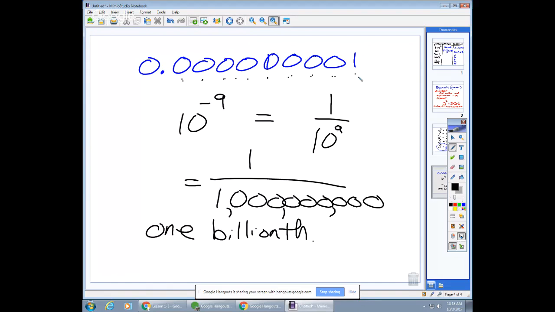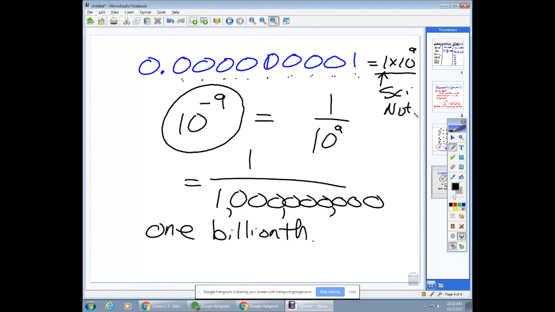If I was going to put this number in scientific notation, I would call it 1 times 10 to the negative 9th. Because usually we want a number to multiply by the power of 10. Multiplying by 1 is kind of boring, so we could write it with less ink that way. But this right here is scientific notation. Okay, so negative exponents, something we need to get used to.